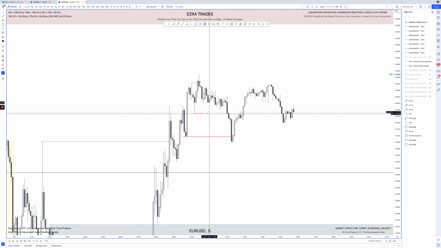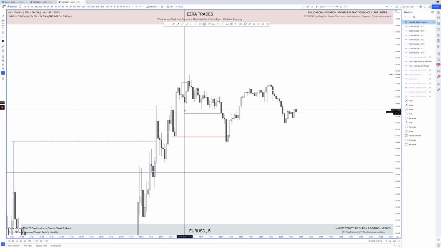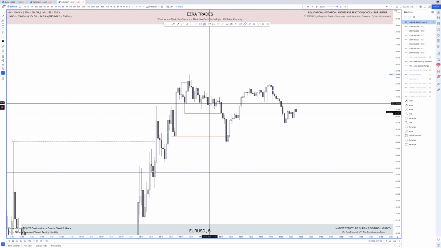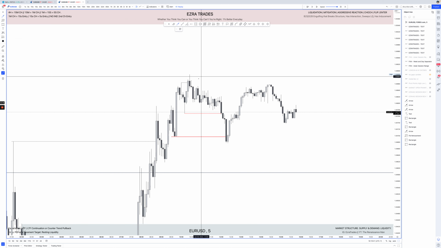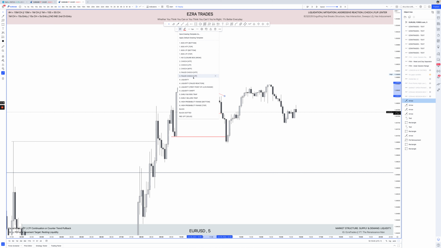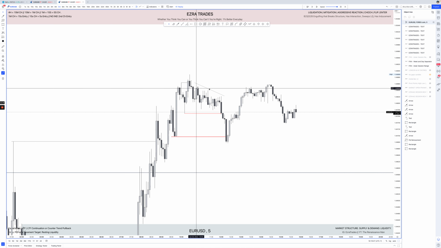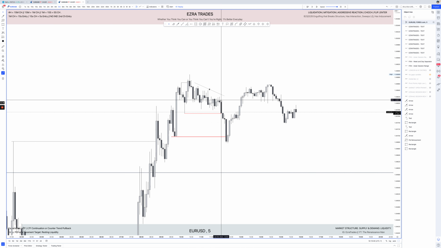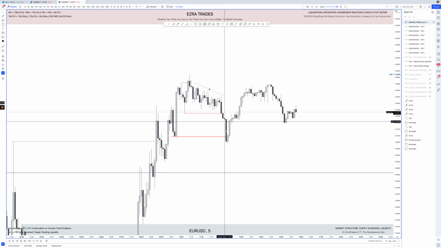So this is the first 5-minute change of character, and so what I can see here is 5-minute order flow shifts bearish. I can see that we have this trend line liquidity that's forming here, right, which shows me that there's selling pressure pushing for lower pricing. And I do see that we break to the downside.